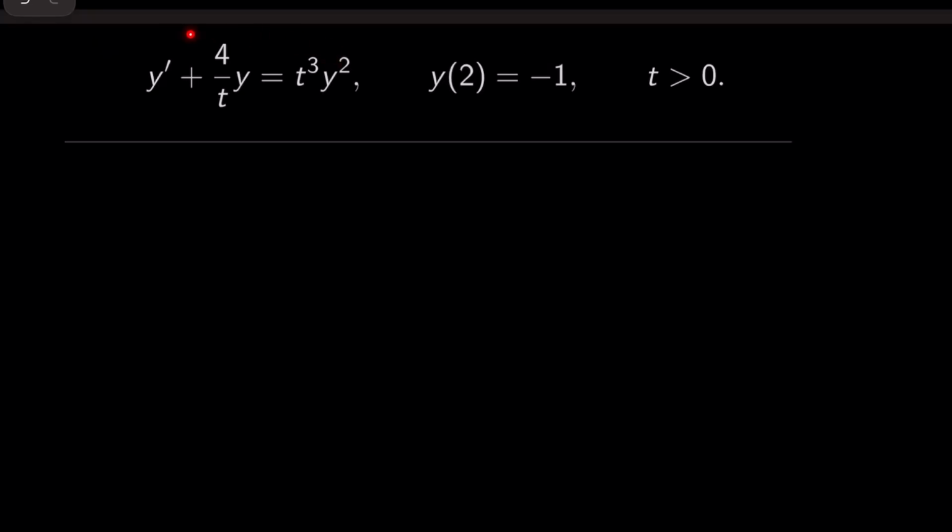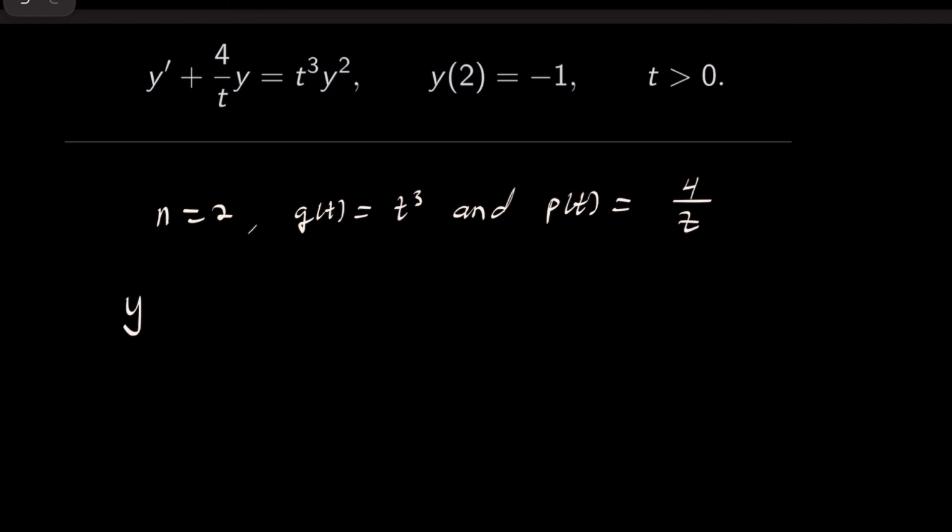In this question, we have our differential equation already in the form of Bernoulli's equation. So we are going to have n equal to 2, q of t equal to t cubed, and p of t equal to 4 on t. Our next step is to divide the entire equation by y squared.